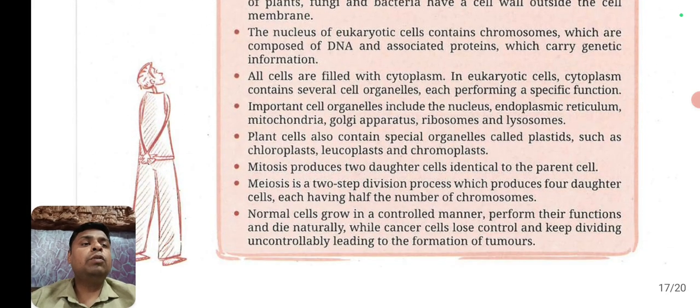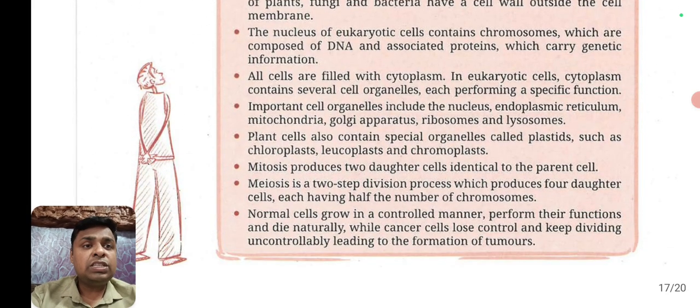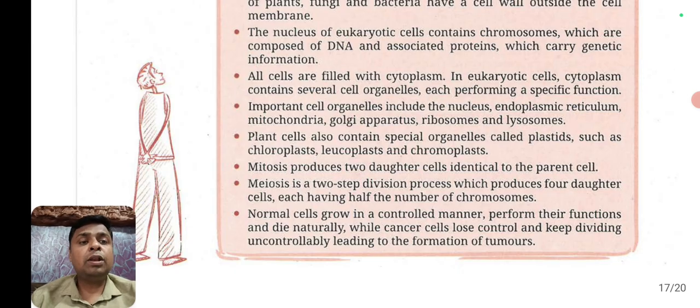The nucleus of a eukaryotic cell contains chromosomes which are composed of DNA. The nucleus contains DNA, remember. All cells are filled with cytoplasm and they have specific functions. Important cell organelles are the nucleus, endoplasmic reticulum, mitochondria, Golgi apparatus, ribosomes, lysosomes. Plant cells also contain special organelles called plastids such as chloroplast, leucoplast, chromoplast.